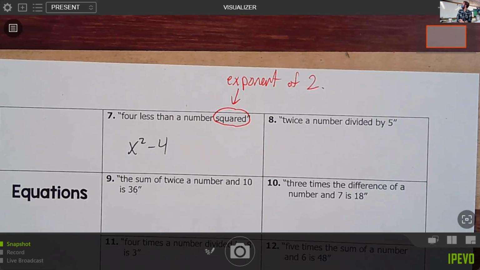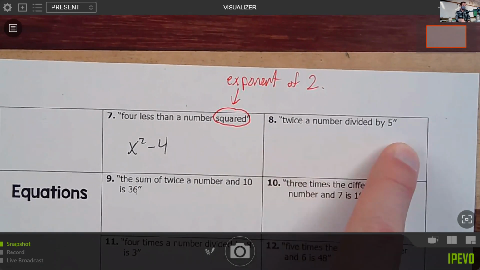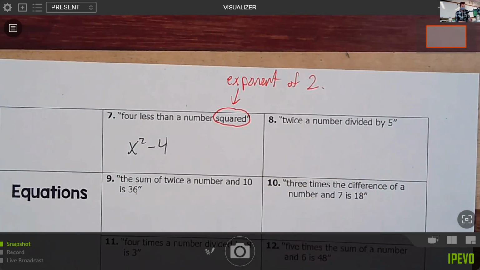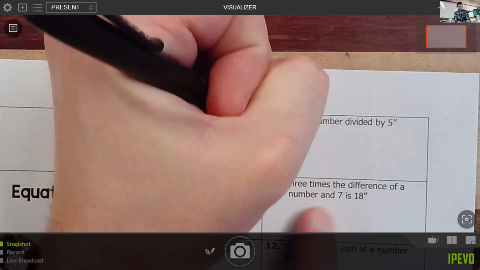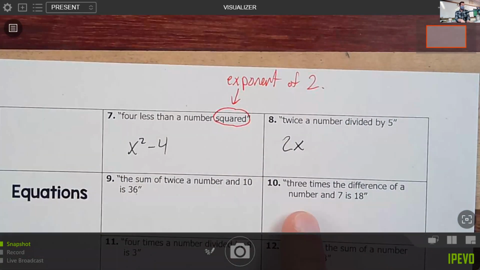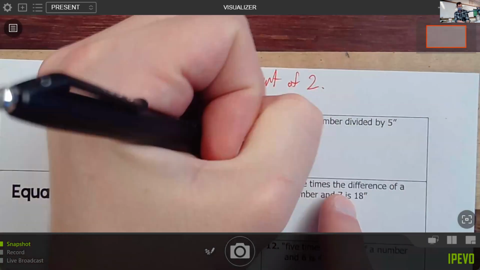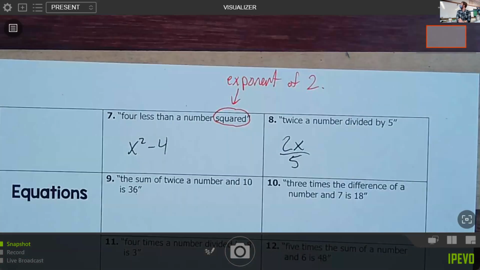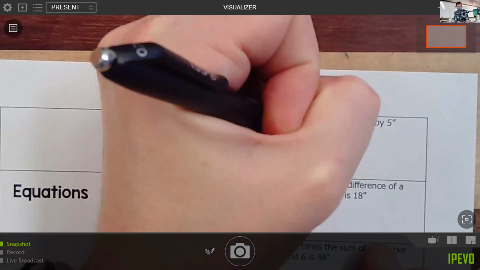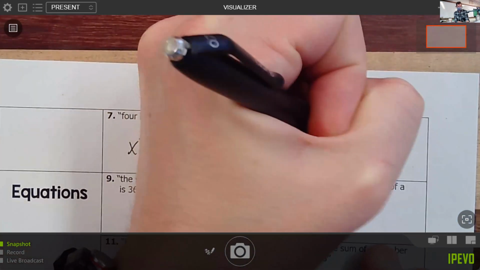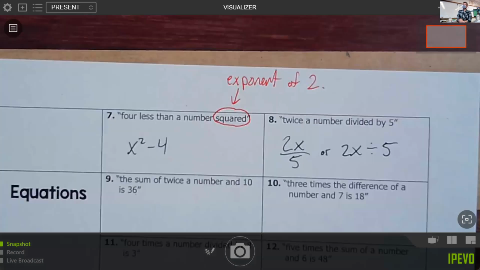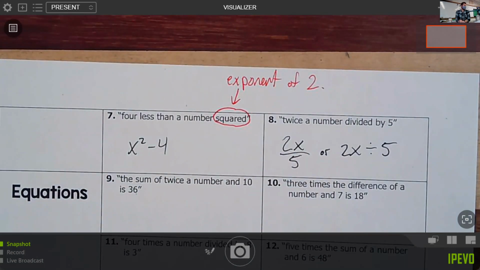All right, number 8 here, last one of our expressions, twice a number divided by 5. What does twice mean? Multiplication of 2. So twice a number, so 2x, and then divided by 5. So you can have 2x over 5, or if you want, you could do 2x divided by 5. Either way. A couple ways that we can show division.